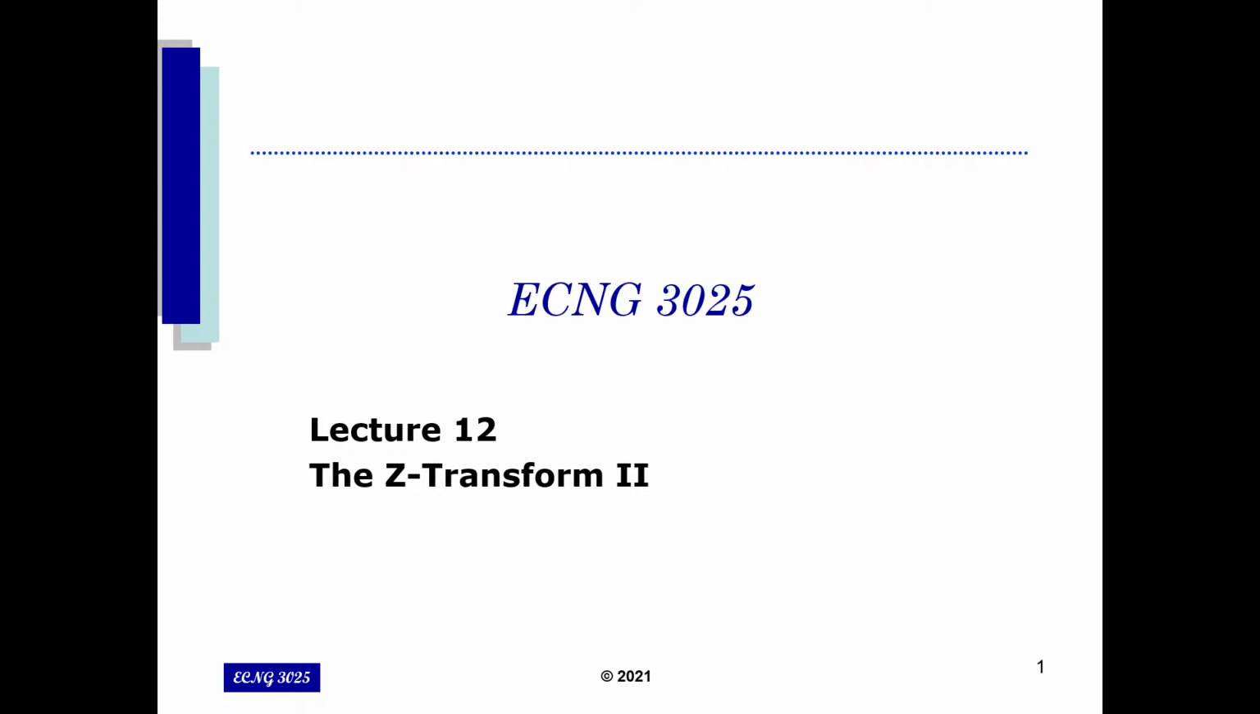Good morning, everyone. The lectures that we're going to be focusing on today are a continuation of the Z-transform lectures from Monday. In particular, we're going to focus on how we obtain the open form and closed form solutions of the Z-transform, as well as how we can use the Z-transform to solve difference equations, which are basically the discrete time version of differential equations.